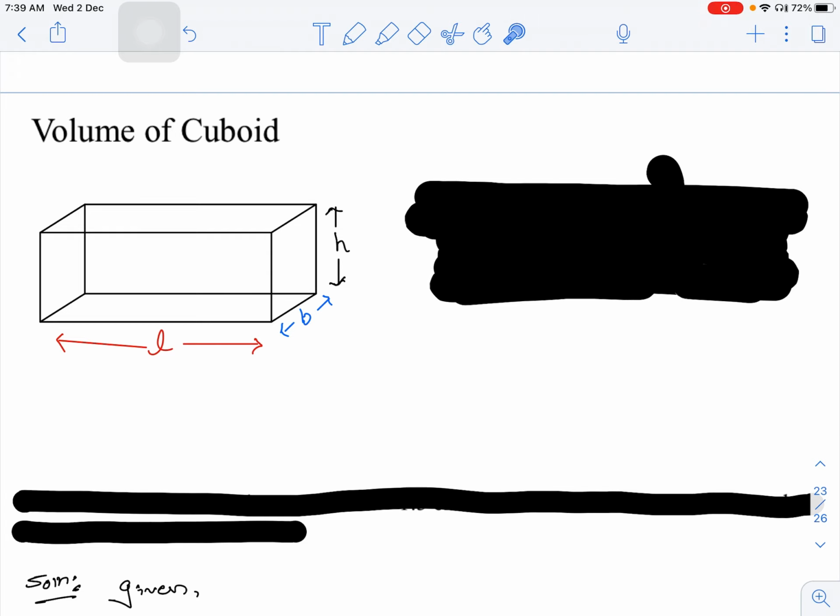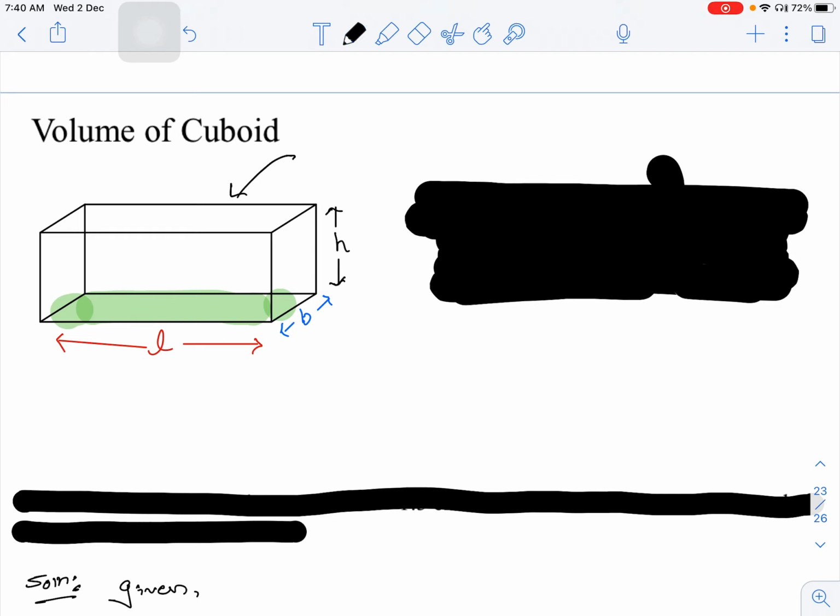Now suppose you want to fill this cuboid with water. So let us start pouring water from this side. If I'm pouring water, first which part will it cover? It will cover this base area. Now what is this base? If you look at this base, what does it represent? First it is covering length and breadth. So we can say that when we fill water in this cuboid, it will cover the area of a base.